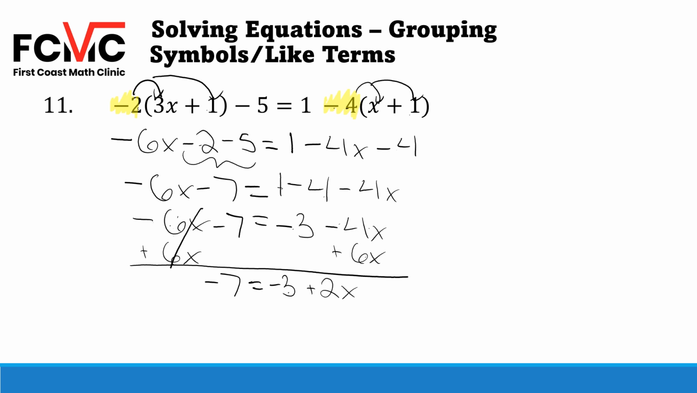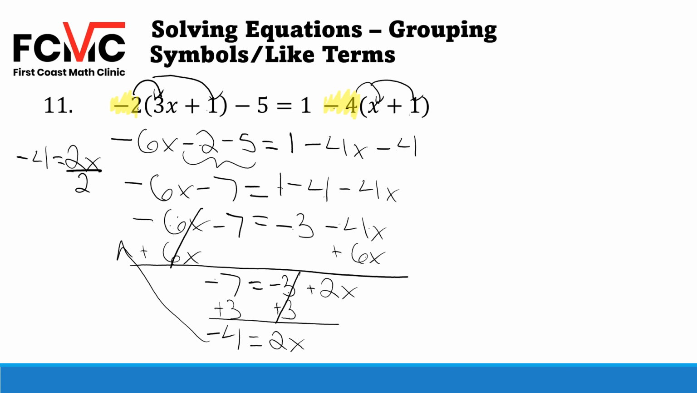Now let's bring this negative 3 to the left. So I'm going to add 3, add 3. Negative 3 plus positive 3 cancel out. Negative 7 plus 3 is negative 4, equals 2x. So I'll do the rest up here. Negative 4 equals 2x. Divide by 2, divide by 2. 2 divided by 2 is 1 and 1. So I get x equals negative 2 as my answer.